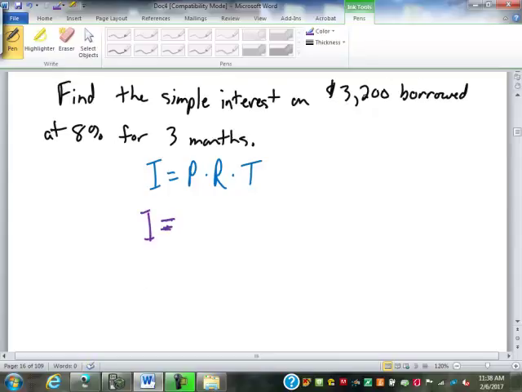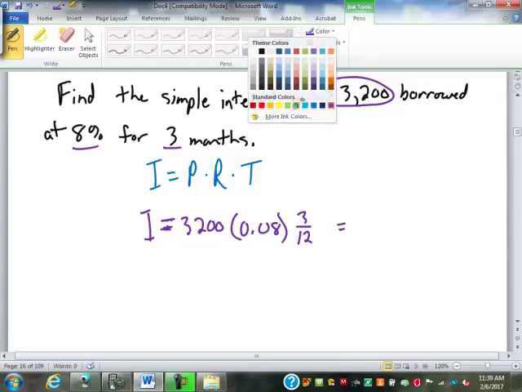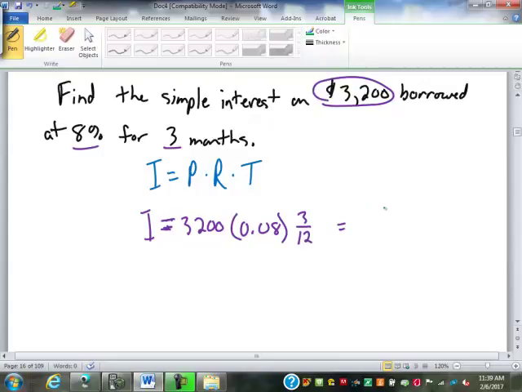Principal is the amount of money you start with, which would be $3,200. Perfect. The rate. It's the 8%. Of course, we write it as a decimal. It's 0.08. And the time? 3 months. And that time is expressed in years, so we have to express that as 3/12 of a year. If we multiply that out, we should end up with $64 in interest. Did anybody get $64 to work out there?